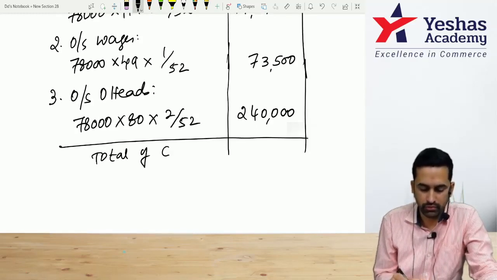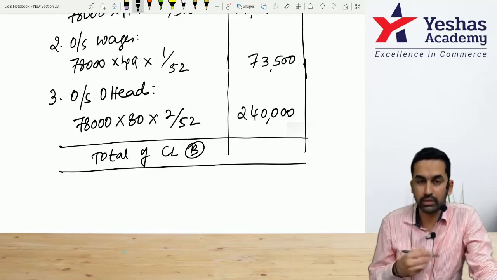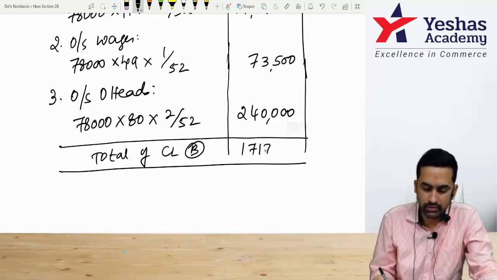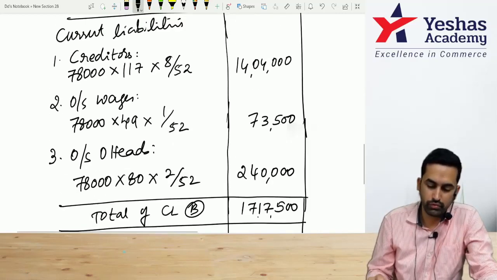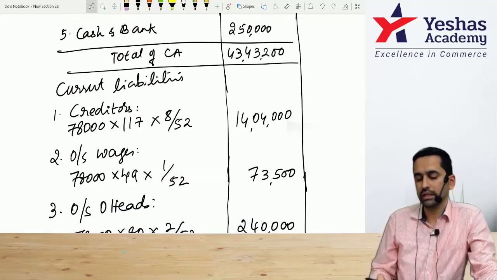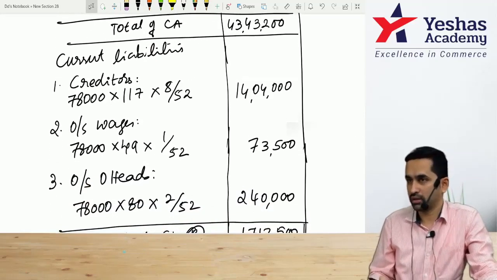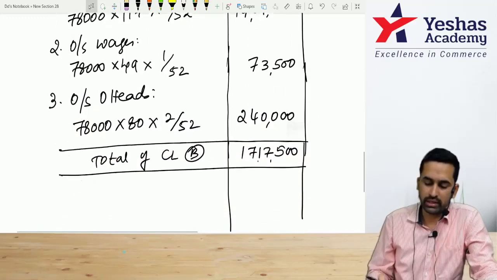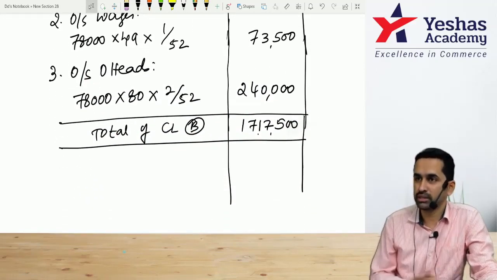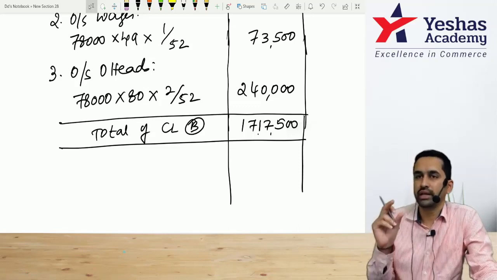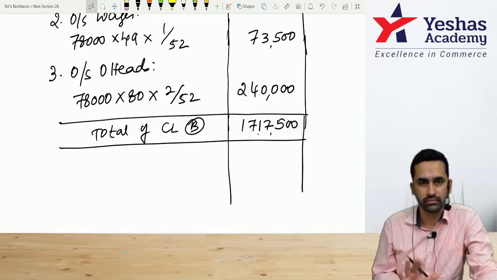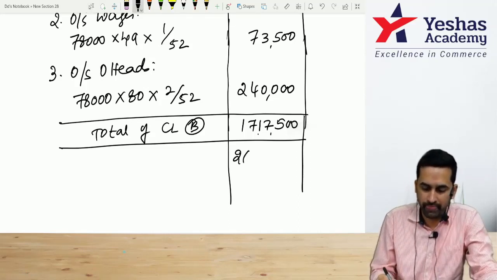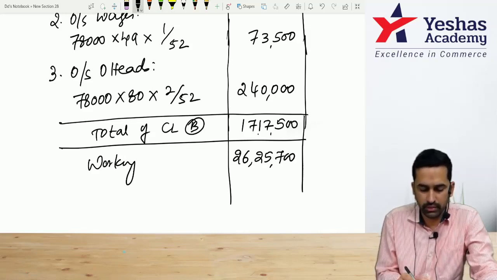One second. Total of current liabilities, 1717. Which means 43 lakhs of my money is blocked in different places, and 17,000 of others' money is blocked by me. The difference is the excess money that is blocked in my business, for which I have to invest. Correct? What's the number? 2625 is the working capital, CA minus CL.